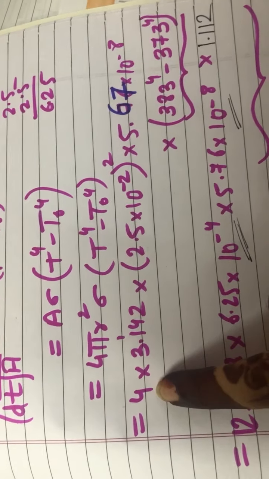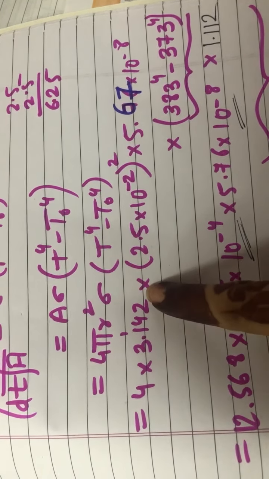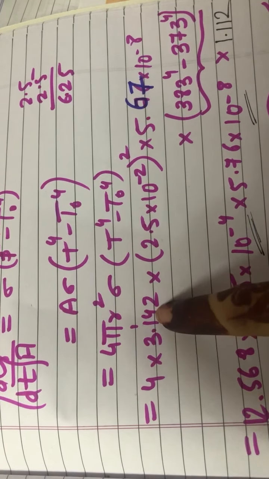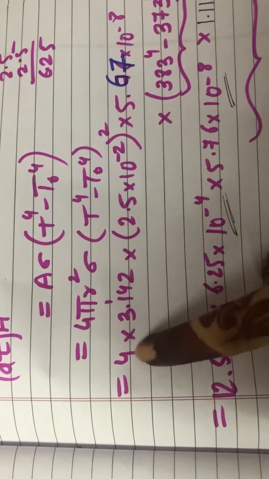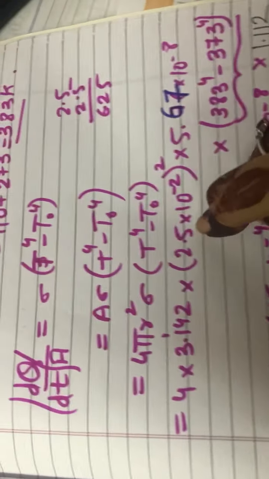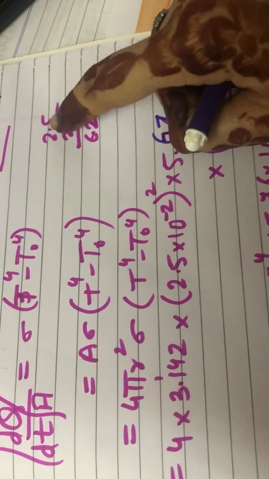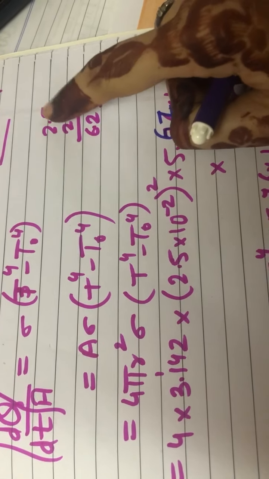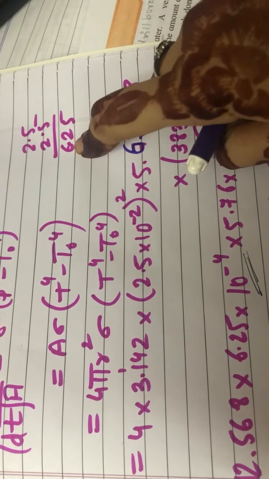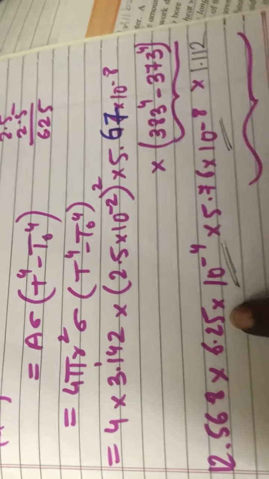After that I have multiplied 4 into 3.142: 4 2s are 8, 4 4s are 16, 1 carry, 4 1s are 4 plus 1 is 5, 4 3s are 12. Then into 2.5 into 2.5, that is 25 into 25, which gives me 625, and after that we have 2 digits after the point, so we'll put the point like that over here, that becomes 6.25.